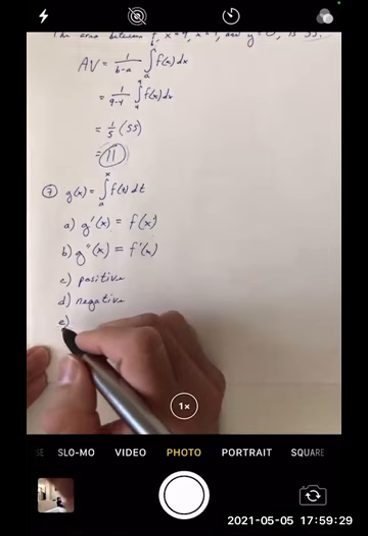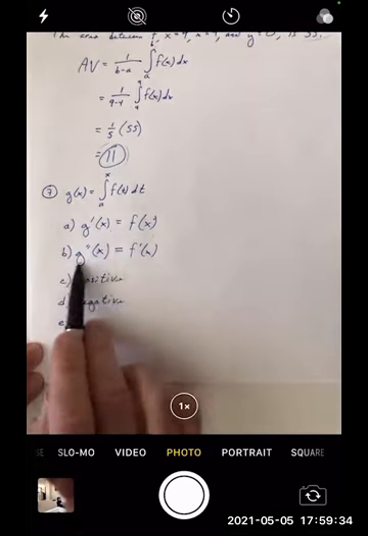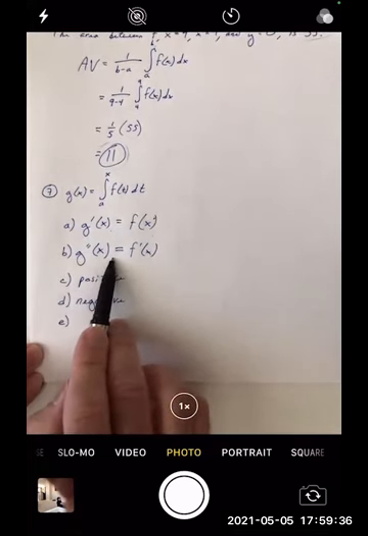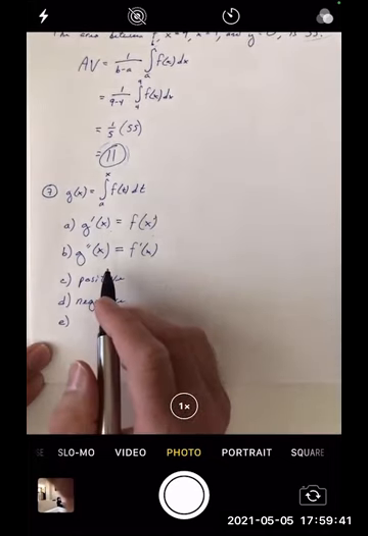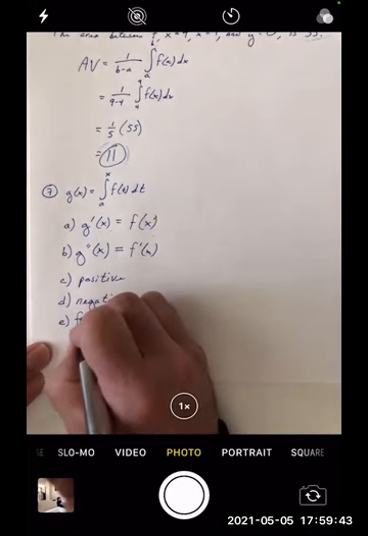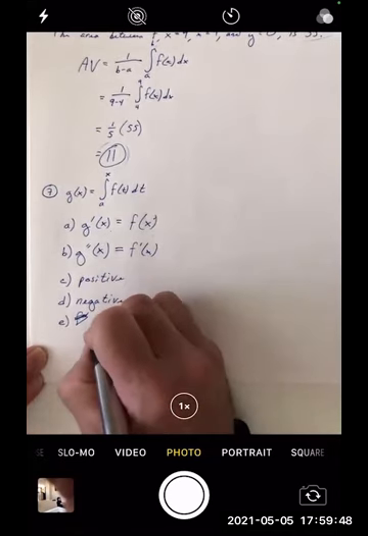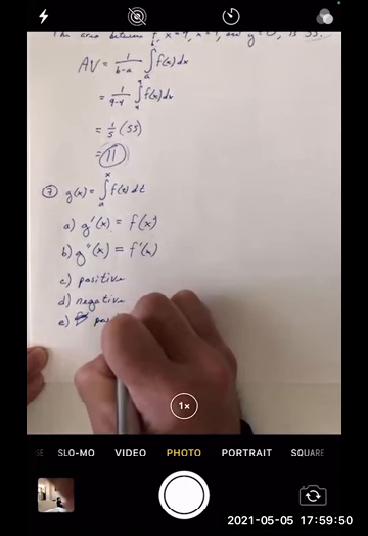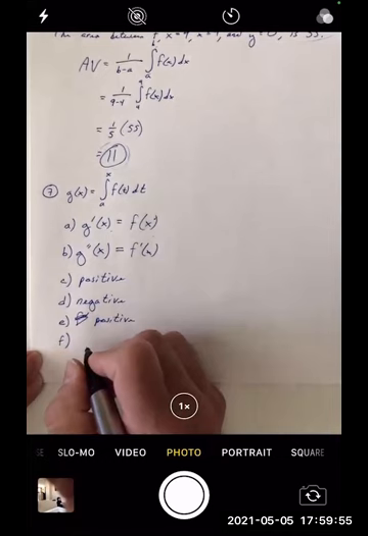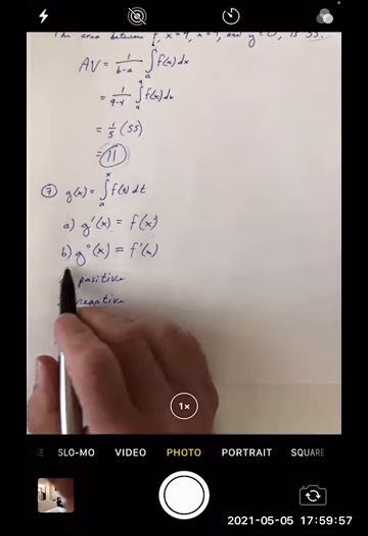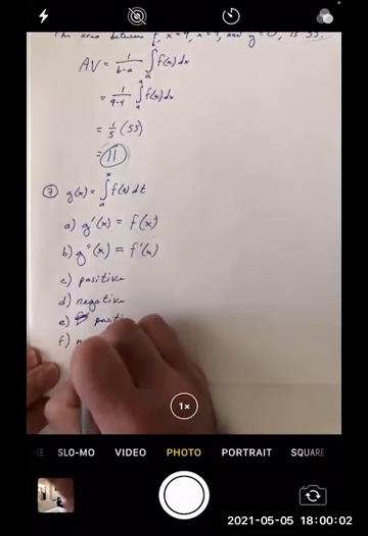Okay, now for E and F, it's talking about the concavity. So that's referring to your second derivative, which we know is the first derivative of f. So if it's concave up, that means your second derivative, or f prime, has to be positive, or greater than 0. And if it's concave down, then that second derivative, or f prime, has to be negative.